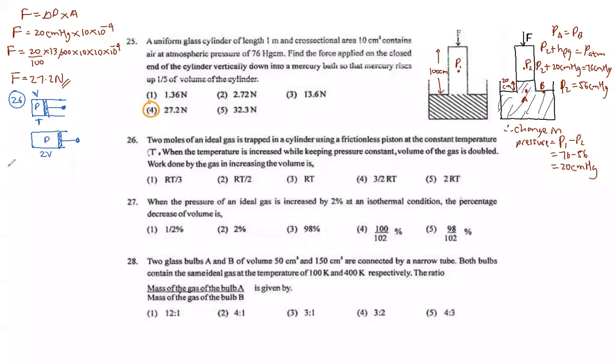Tell me now what is the equation for work done? Work done is equal to pressure into change in volume. So pressure into, what is the change in volume, people, happening here? Initially it was V, finally it is 2V, so 2V minus V. Therefore work done is equal to PV. If they had said it's tripled, it would be 3V minus V. So here the volume was doubled at constant pressure.